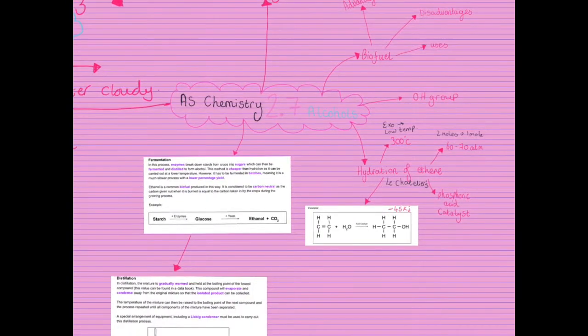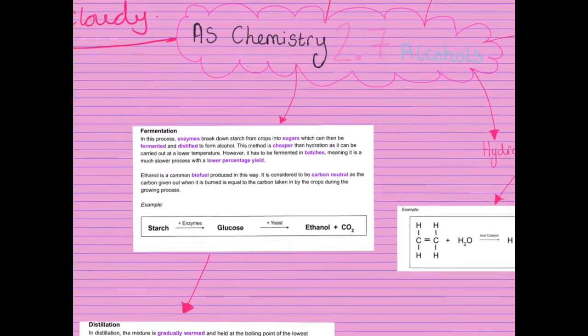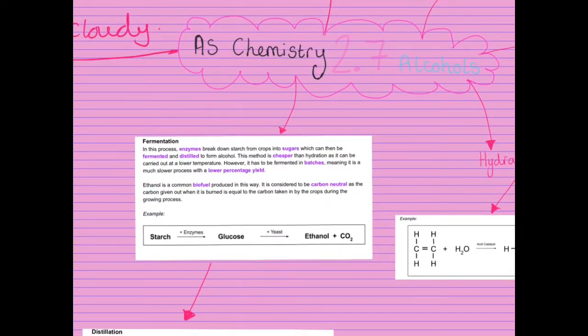So it's got two carbons, ethanol. One way is to ferment it. Okay, so fermentation using starch and an enzyme to make glucose. Glucose added to yeast will make ethanol. Okay, so enzymes break down starch from crops into sugars, which can be fermented and distilled to form alcohols.